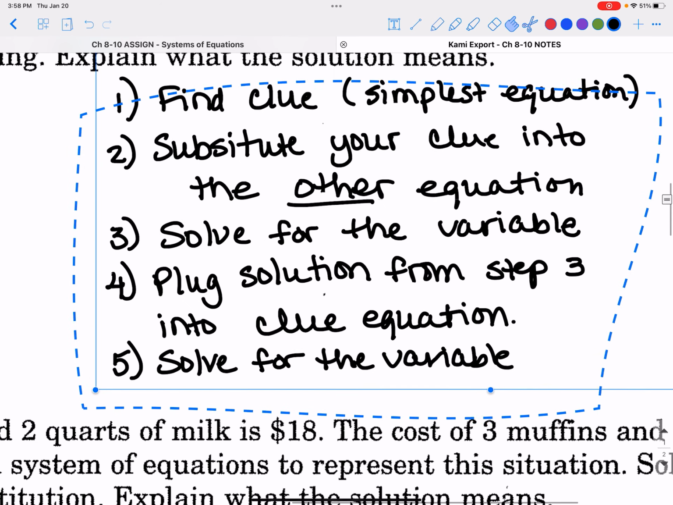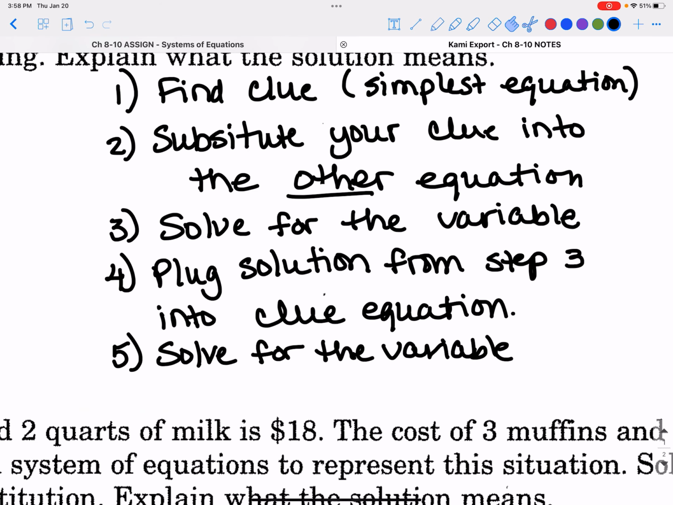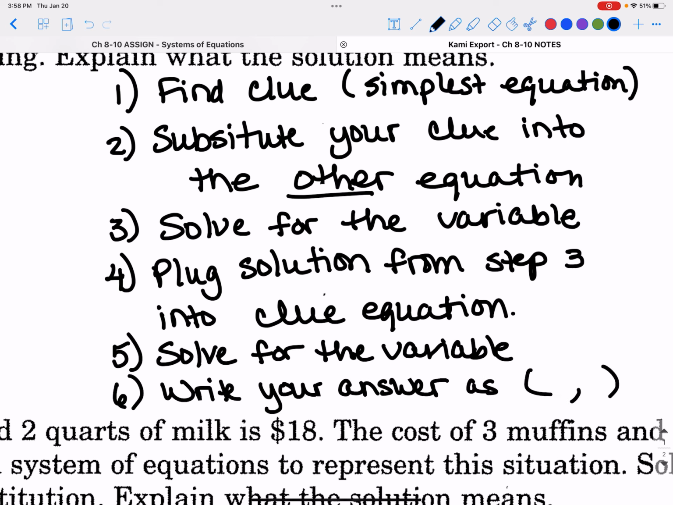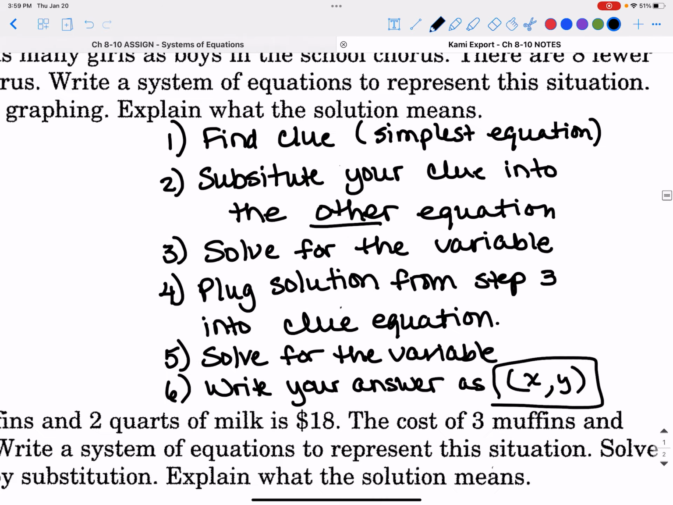Okay, the last step, step 6, is to write your answer. Helps to spell answer, right? Write your answer as an ordered pair with the x you found and the y you found, and that's what you'll circle as your answer. Okay? All right. I want you to try your homework after you watch the video and write your answers as an x and a y, okay? Follow these 6 steps, and hopefully this helps.